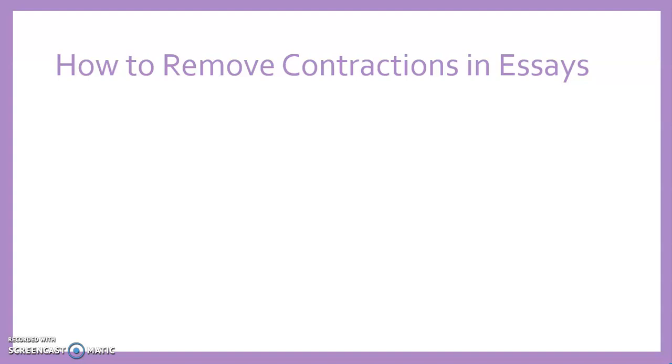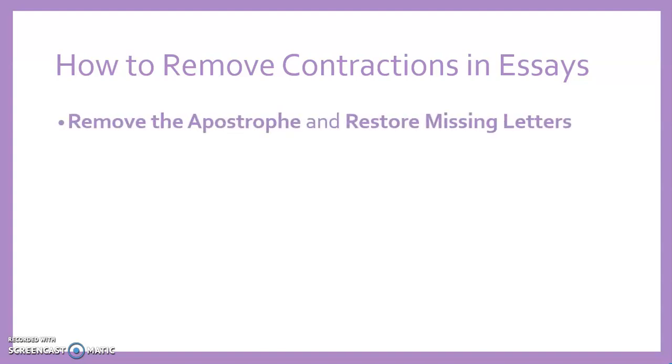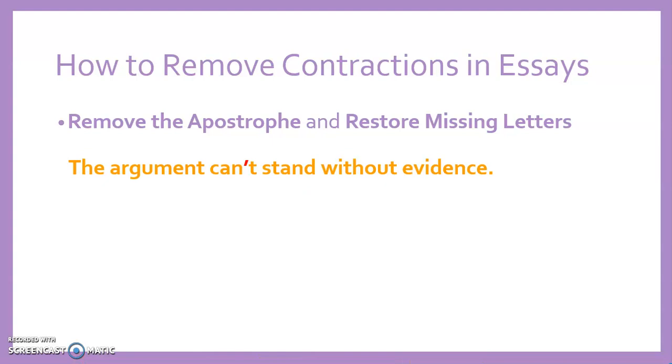How to remove contractions. It's pretty simple. We write out the 2 words that were once merged into one. So we remove the apostrophe and we restore any missing letters. Here's an example sentence. The argument can't stand without evidence. Not a bad sentence for an essay, but that can't right in the middle of it knocks down that tone a little bit and makes it less formal. We don't want that can't.